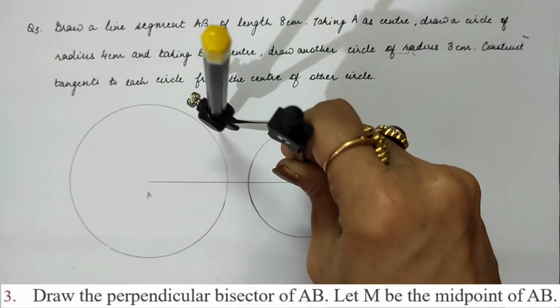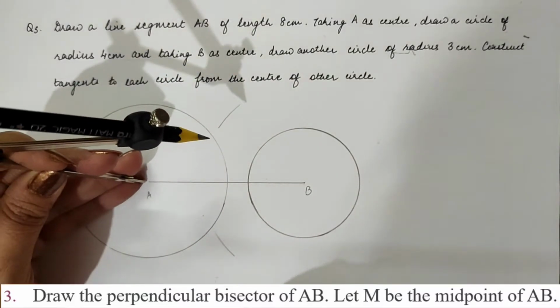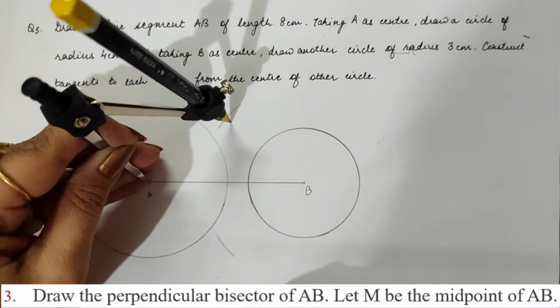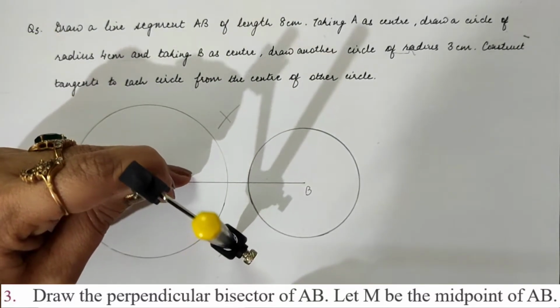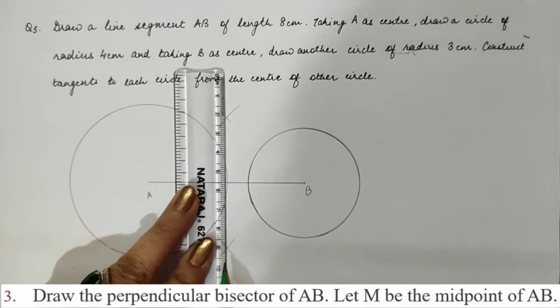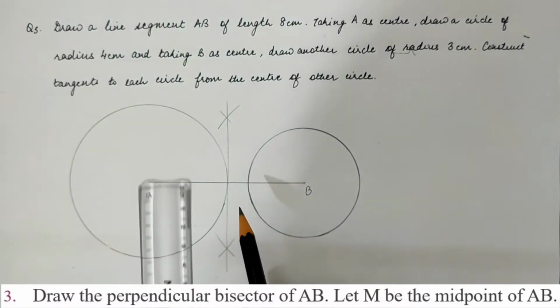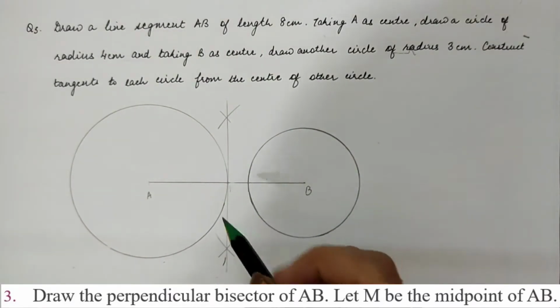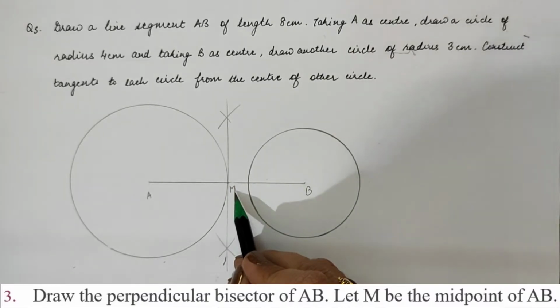So I take the radius more than half, I cut an arc this side and I cut an arc this side. Exactly same radius, I take the compass point here and I cut an arc this side and an arc this side also. Now wherever these two arcs are intersecting, I join these two intersecting points to get the midpoint. So I have drawn the perpendicular bisector and wherever this perpendicular bisector intersects the line segment AB, I mark that as the midpoint of AB and I mark it as point M.